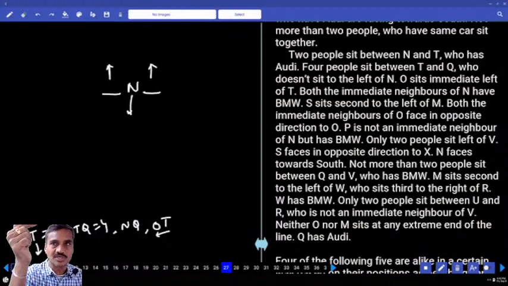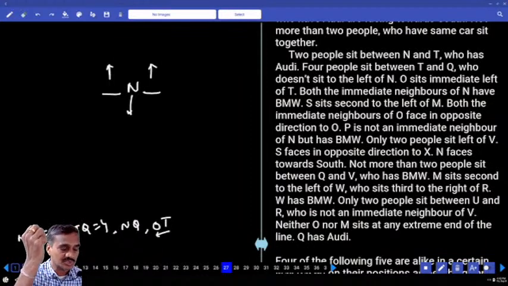If N also has BMW, then there are three persons sitting together, which is not possible. So N is facing towards south. If N is facing towards south, there are two people between N and T, and there are two different possibilities. T can be on the left hand side or T can be on the right hand side, isn't it?